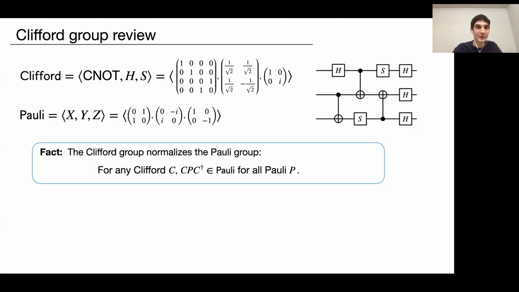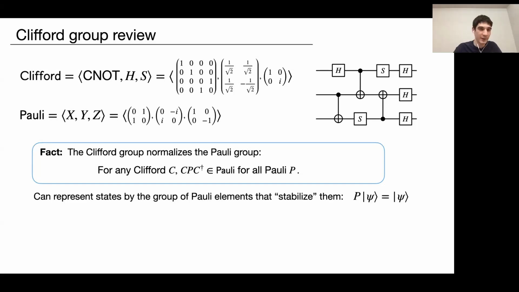In fact, you can define the Clifford group as the group of operations which normalizes the Pauli group. This fact is going to allow us to do a lot of cool things. One thing we can do is represent states, not by the traditional state vector way, but by the group of Pauli elements that stabilize them.